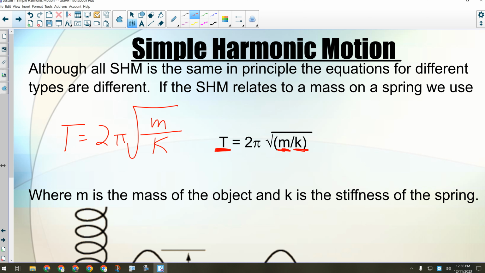So if I need to manipulate this equation in order to solve for m or k, what do I have to do to everything in the equation? Square it. Yeah. If I'm going to move something out from underneath that radical, then I have to square everything in the equation so that the radical disappears. All right, so before I can manipulate this, I would have to convert it to this.